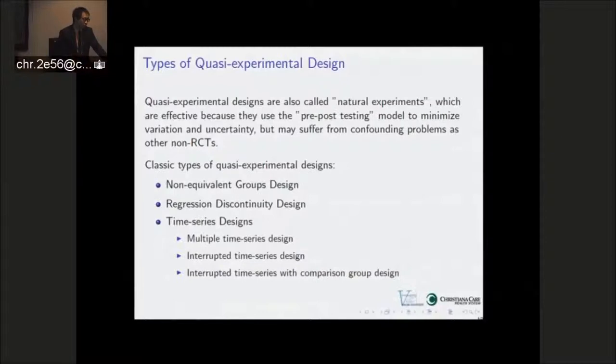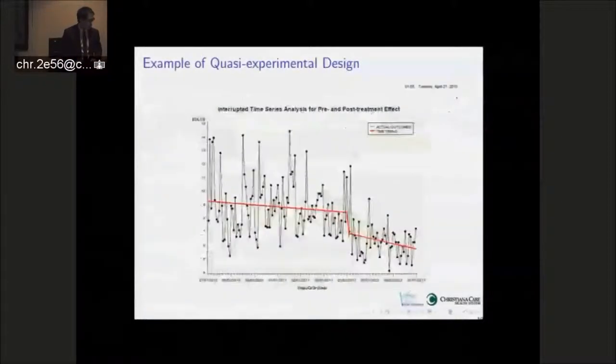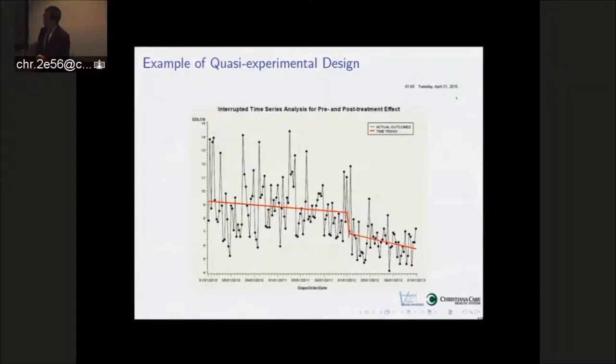So classic types of quasi-experimental design are the non-equivalent group design, regression discontinuity design, or even time series design. I may not have time to go over all of these designs one by one, but I will give you an example here to show what a quasi-experimental design is. Actually, this is a study I worked on with a team to investigate some intervention effect on improving the transition time from ED to inpatient care.